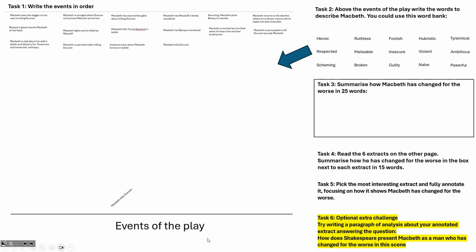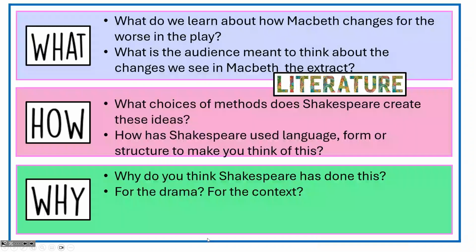Try writing a paragraph of analysis about your annotated extract, answering the question, how does Shakespeare present Macbeth as a man who has changed for the worse in this scene? I recommend following the what, how, why structure. What do we learn about how Macbeth changes for the worse, and what's the audience meant to think? Focusing on your extract. How? What choices of methods does Shakespeare use to create these ideas?